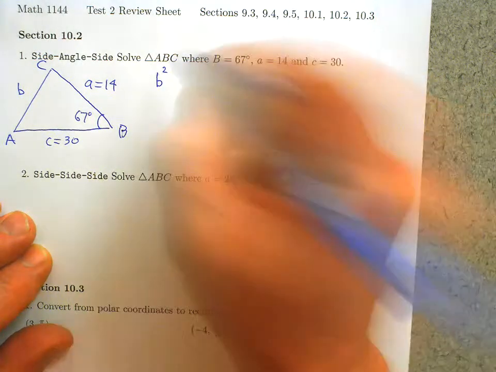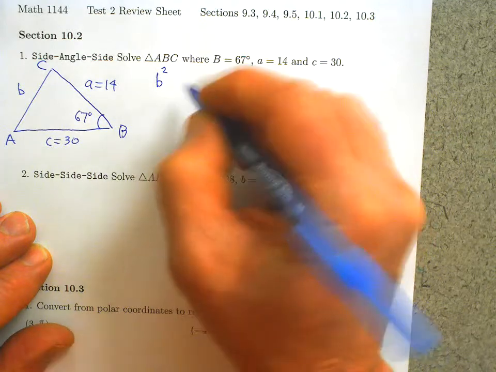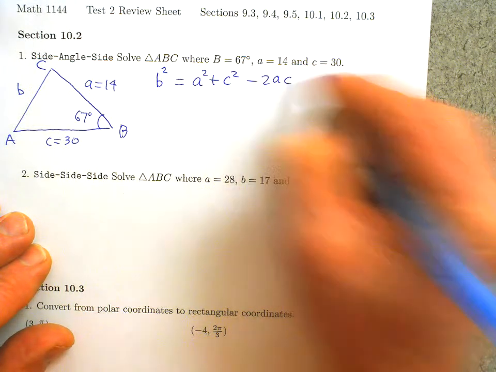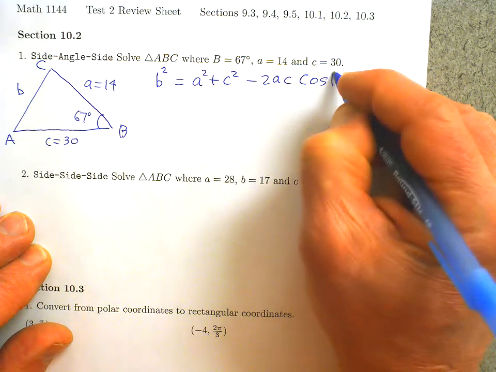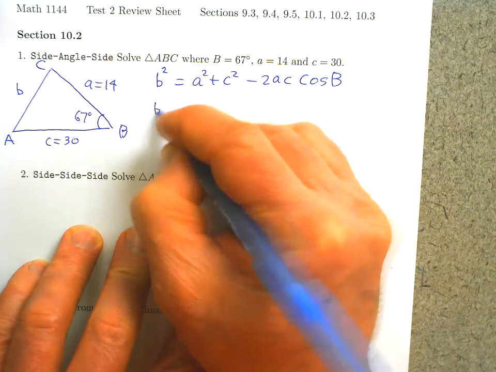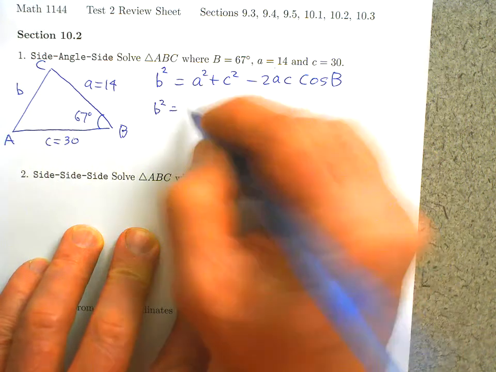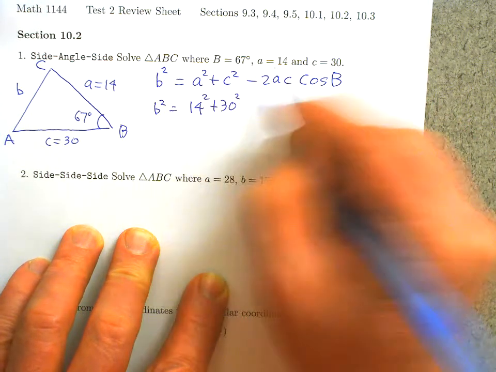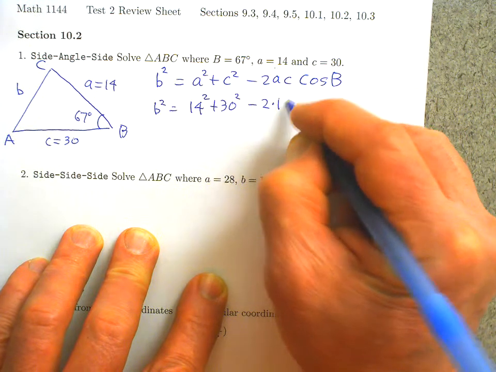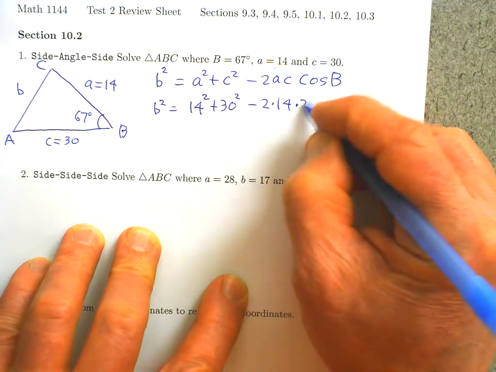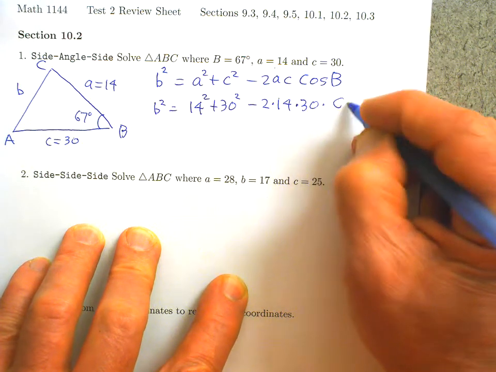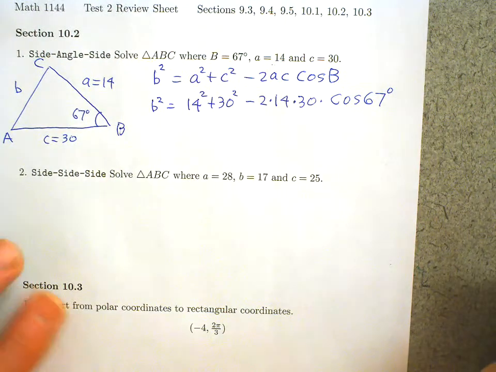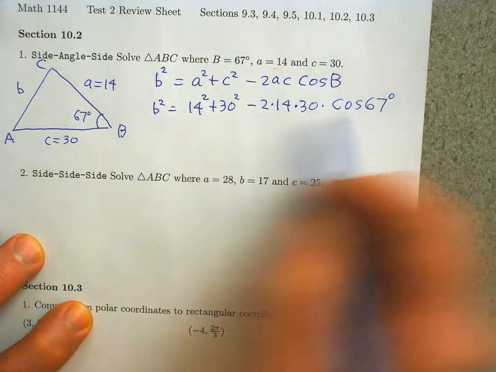So the part of the law of cosines that we want here is b squared equals a squared plus c squared minus 2ac times the cosine of angle B. So a is given to be 14, so b squared equals 14 squared plus c squared, which is 30 squared, then minus 2 times 14 times 30 times the cosine of 67 degrees. Okay, so you can solve this for b.